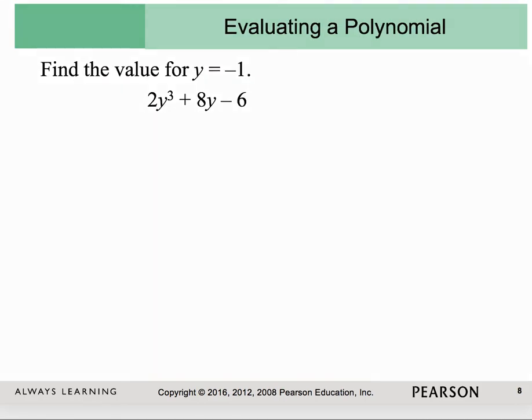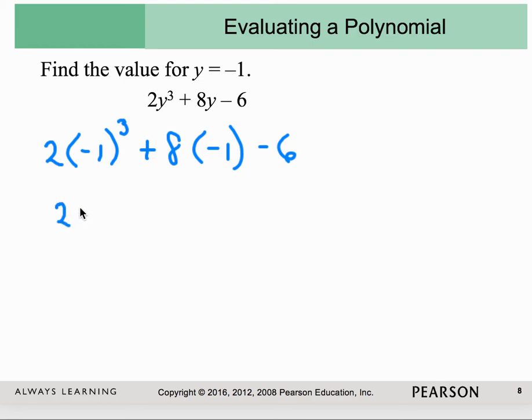Okay, so one thing we can do with polynomials is we can evaluate them. So if you're told the value of the variables in the polynomial, you can just plug in. If y is -1, then I'm just going to plug a -1 in everywhere there's a y. Everything else will stay exactly the same, except I replace the y's with -1. Now, I've got to take care of these exponents. -1 cubed, 3 negatives is a negative, so this is the same thing as just 2 times -1.